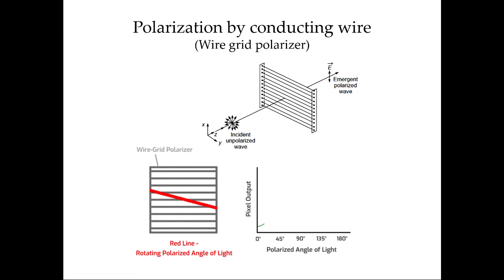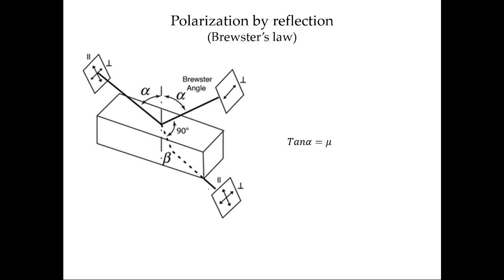Therefore, if linearly polarized light is incident on a wire-grid polarizer, the output will be most intense if the plane of vibration is perpendicular to the wire length. The output will be least intense if the plane of vibration is parallel to the wire length. However, for the system to be effective, the spacing between the wires should be less than the wavelength of the light. The second method of polarization is polarization by reflection.